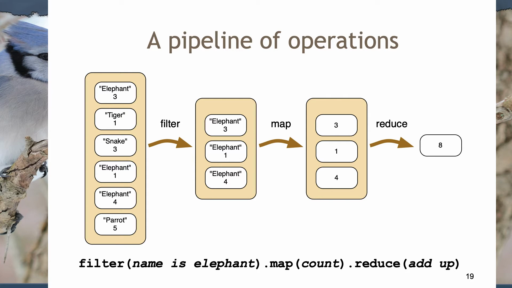How do lambdas fit into this? Well, each of those parameters to the filter, map, and reduce method calls will in effect be lambdas, or will have lambdas as part of their parameterization. So we will be passing a lambda into each of the filter, map, and reduce calls to say, this is the operation I would like you to perform on the data items on the input stream.